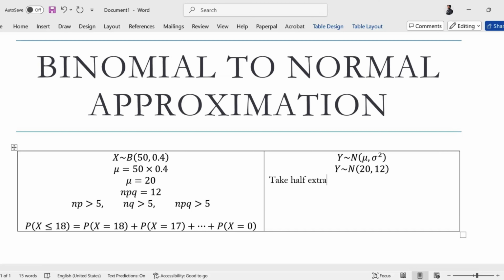Whatever value you're starting from, whatever limit you're starting from, you take half extra. I am not saying greater, I'm not saying lesser. I'm deliberately using the word extra. So what does that mean? Starting from 18 and going all the way back to 0.